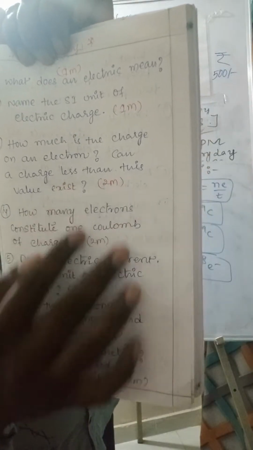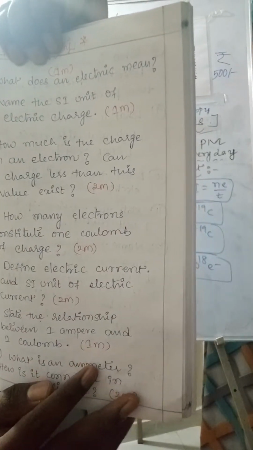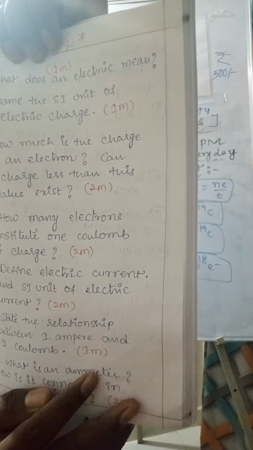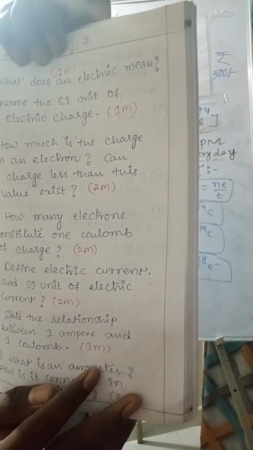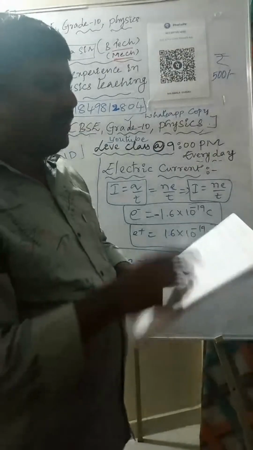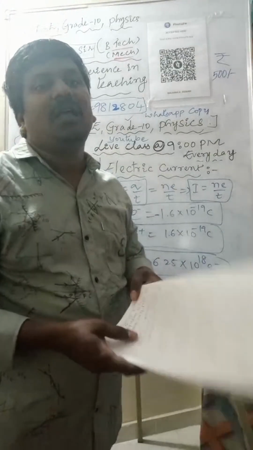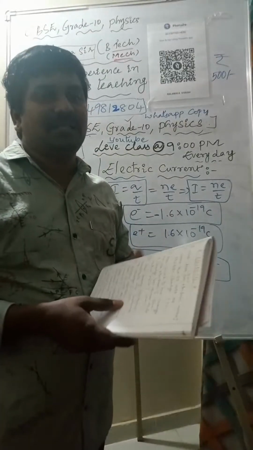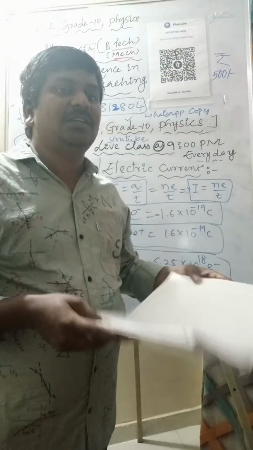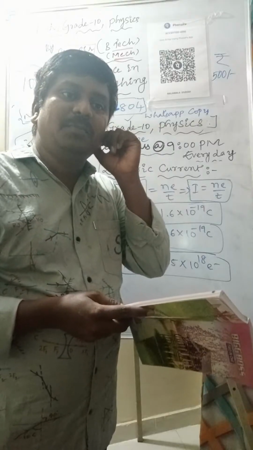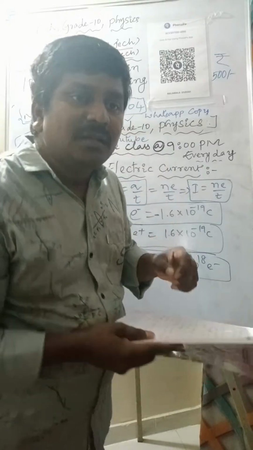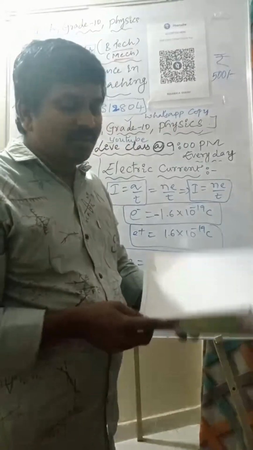I am writing a few more questions, including marks also. How much is the charge of an electron? Can a charge less than this value exist? No, less than this value does not exist. It is 1.6 into 10 power minus 19 coulomb.